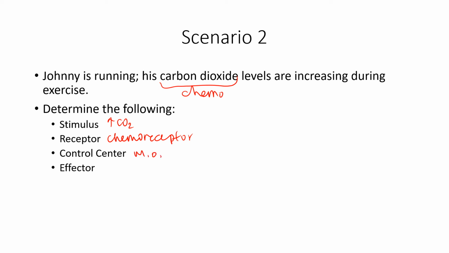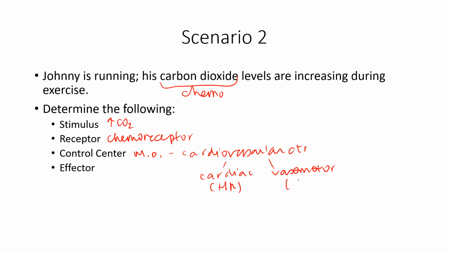And of course, the medulla turns on a set of changes notifying the effectors that they should help get rid of this excess CO2. So keep in mind the medulla has a cardiovascular center. And what are the two portions of that cardiovascular center? You have a cardiac center and you have a vasomotor center. Which one of these controls heart rate? That's cardiac. And of course, vasomotor center controls blood pressure and vessel diameter. So, if you have too much carbon dioxide, you want to get rid of it as quickly as possible.